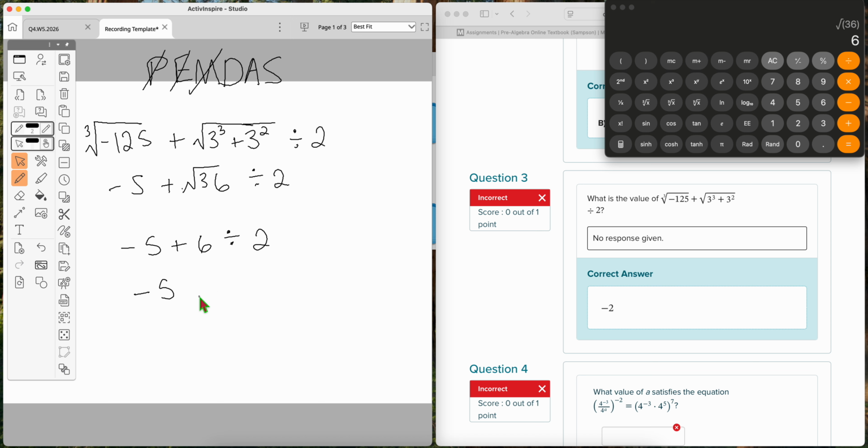6 divided by 2 is 3. So now I have negative 5 plus 3. So we've done our division. Now we can add negative 5 plus 3.